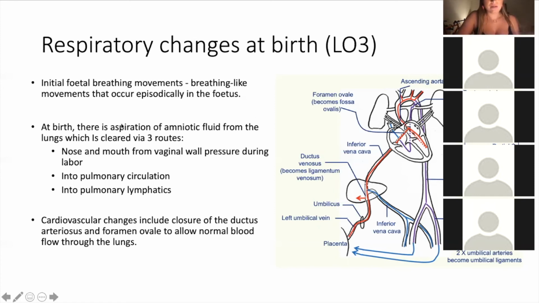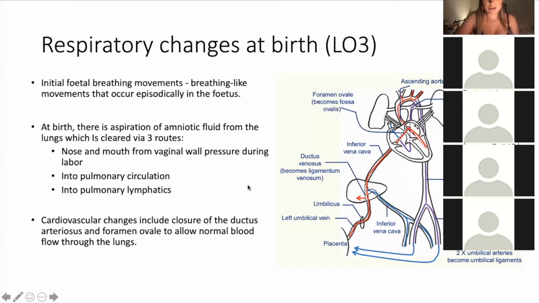So at birth, there is aspiration of this amniotic fluid that's within the lungs, and this is cleared via 3 routes. So predominantly it's from the nose and the mouth. When the baby's born, this can either be from their first breath that they naturally take, or on delivery from the vaginal wall pressure during labour. It pushes it out. The amniotic fluid can also be absorbed into the pulmonary circulation or into the pulmonary lymphatic system as well.